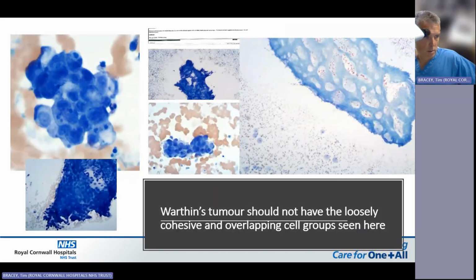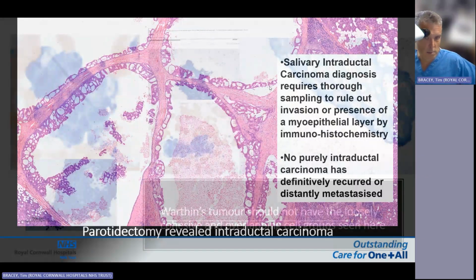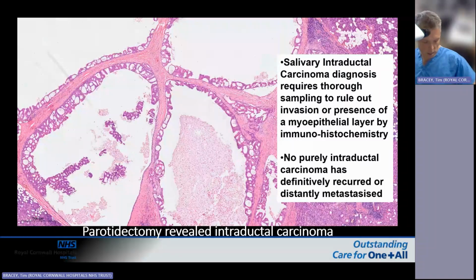This was another one which was called Warthin's tumor, but turned out not to be. You shouldn't have these loosely cohesive cells with overlapping and hyperchromasia in a Warthin's. They shouldn't be rounding up like this. And there was also a group that looked a bit cribriform here as well. And this one turned out to be salivary intraductal carcinoma.